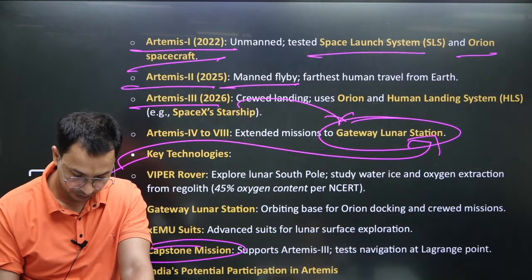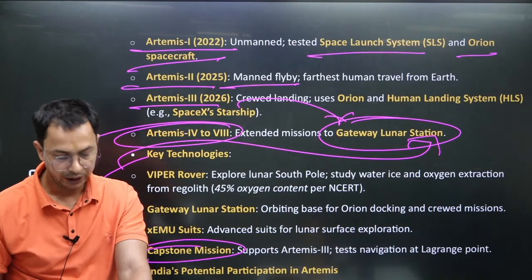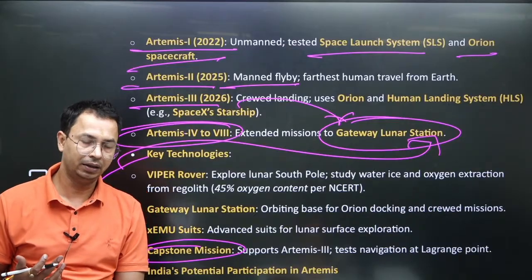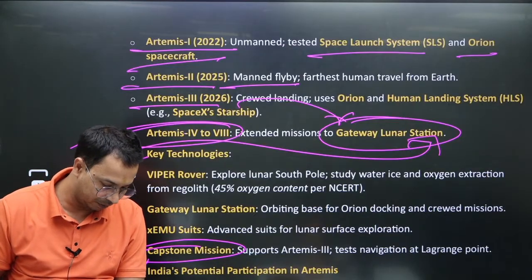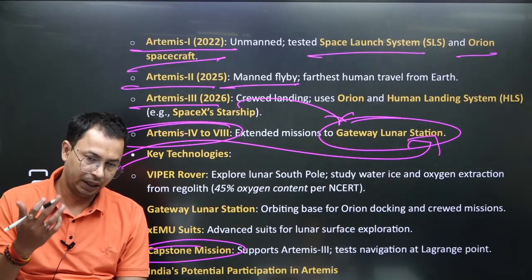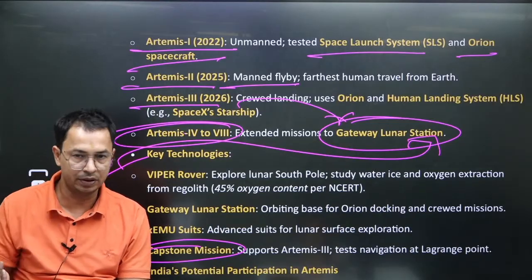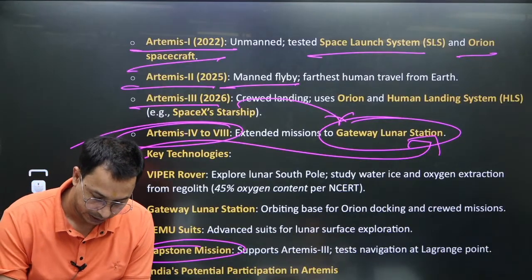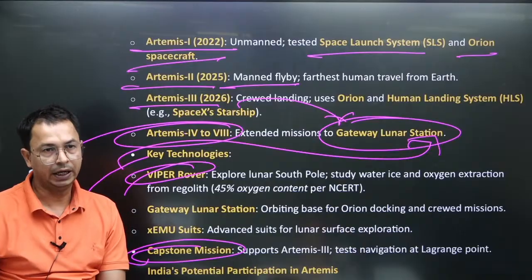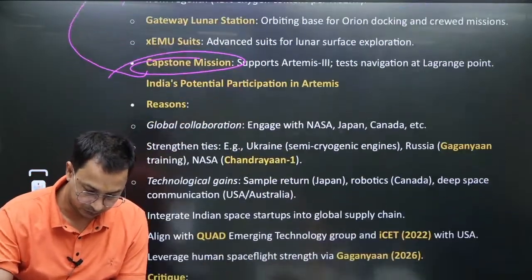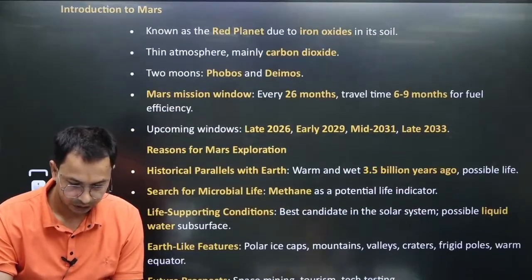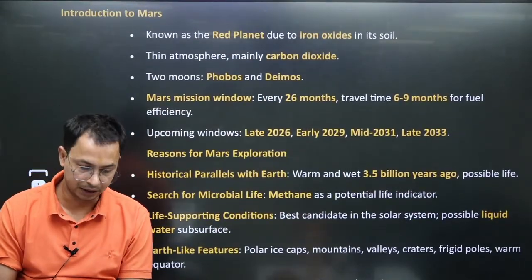And from Artemis 4 to 8, the plan is that by Artemis 8, by the time we send Artemis 8, we will have a permanent presence of man or robots on the moon. And VIPER was the planned rover that has been cancelled right now. Then after the moon we have Mars.